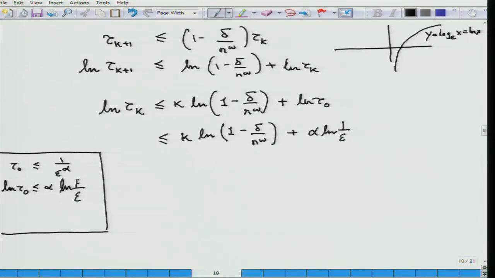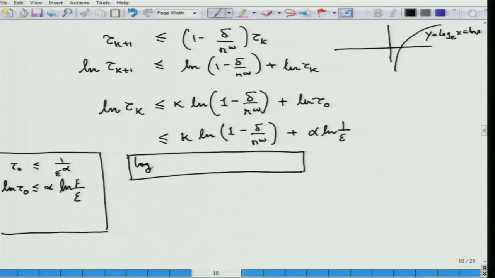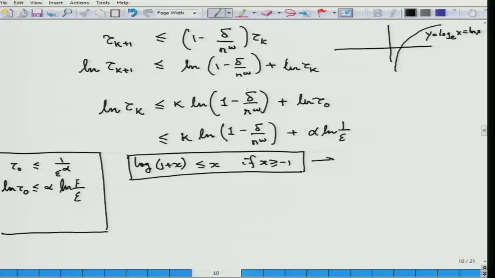Now, once you have finished that calculation, we will use a standard result: log of 1 plus x is less than or equal to x, if x is greater than or equal to minus 1. This is a very standard result, once you know how to write the logarithm as an infinite series. So, you can take this up as homework and try it out. And you can find it in any standard analysis book.